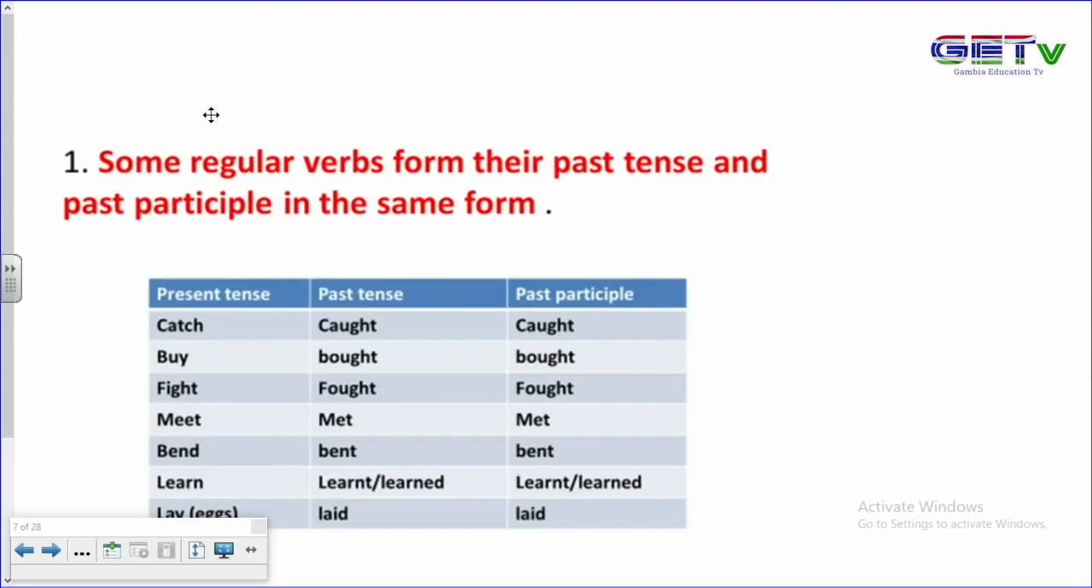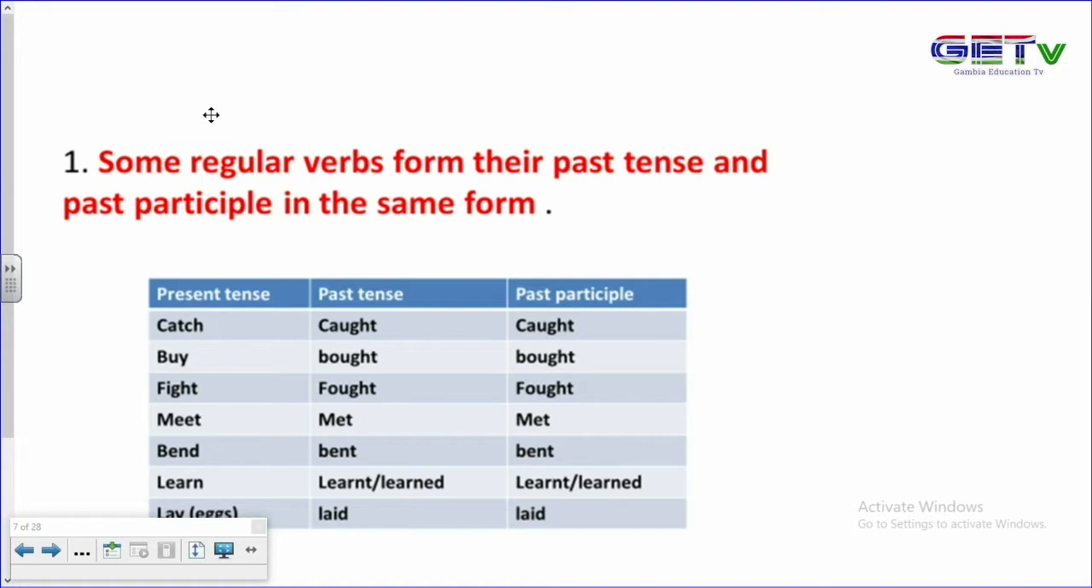Here are some examples. We look at this. Some irregular verbs form their past tense and past participle in the same form. That is, the past tense and the past participle are the same. There's no difference. Like, if you look at the verb catch, the past tense is what? Caught. The past participle is what? Caught. If you look at the verb buy, the past tense is bought. The past participle is what? Bought. You said, I want you to buy a new exercise book for me. He bought a new exercise book for me. He has bought a new exercise book for me. We look at the word meet. The past tense is met and the past participle is met. We said, I met him yesterday. I have met him, in the past participle.